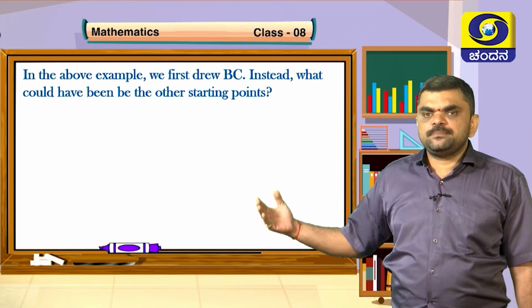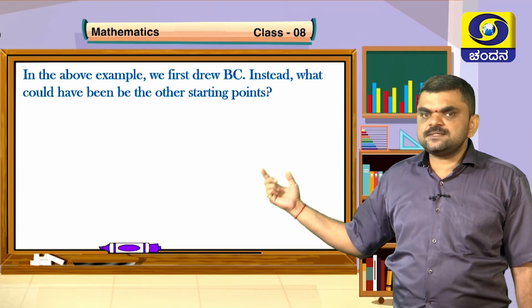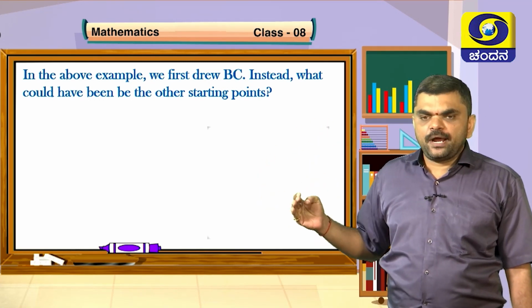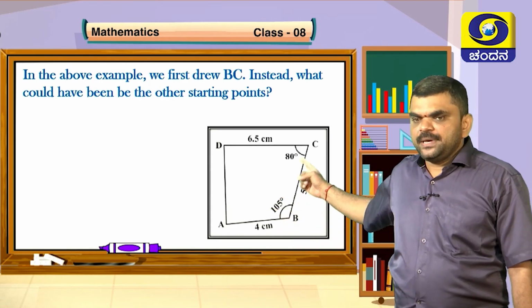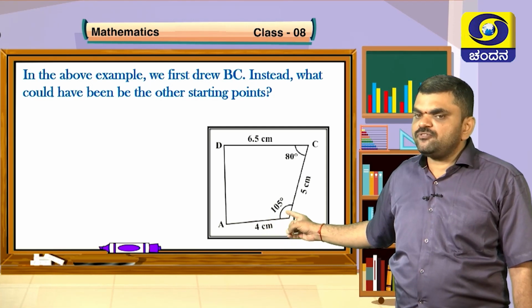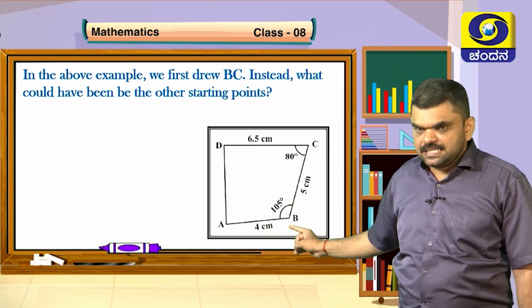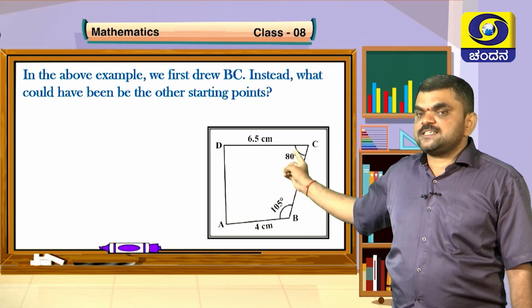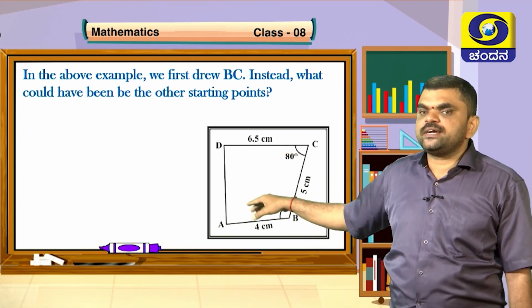Now, in the above example, we first drew BC. Instead of that, we could have drawn any other side as the starting point. Observe here, I have drawn BC as base. If I take AB, is it possible for us to construct a quadrilateral? Yes, it is possible. If we take CD as base, then also it is possible.